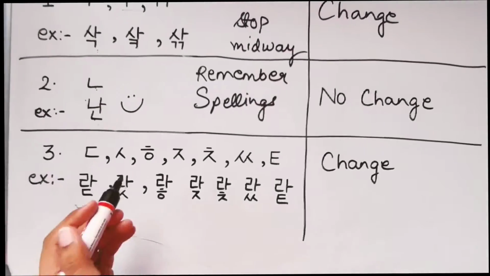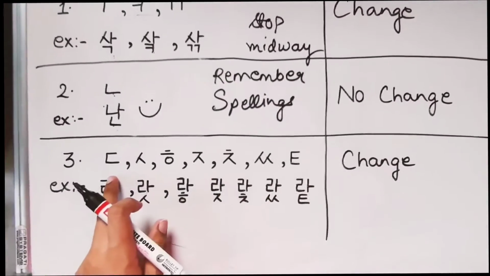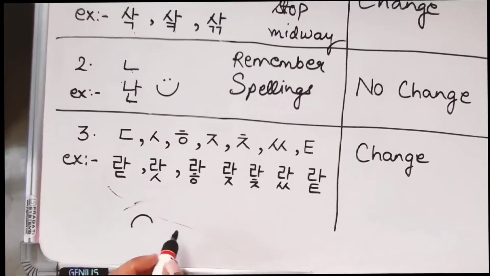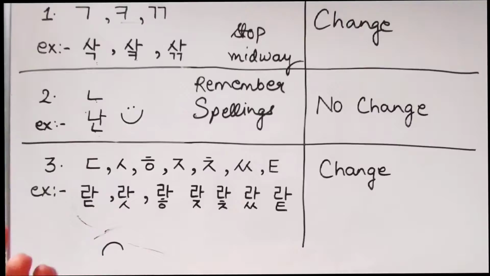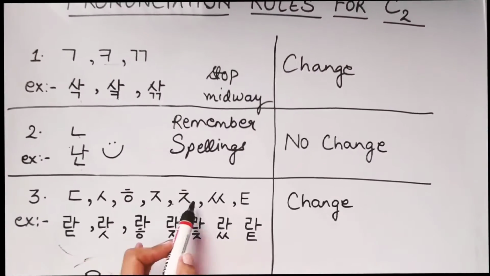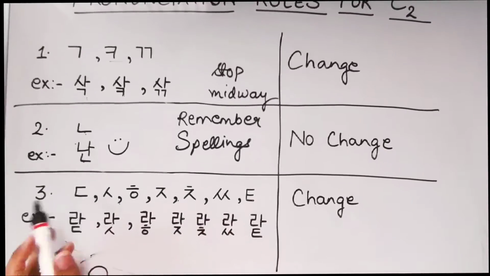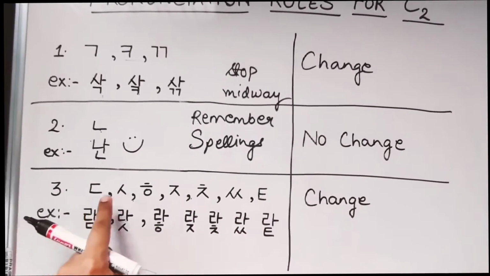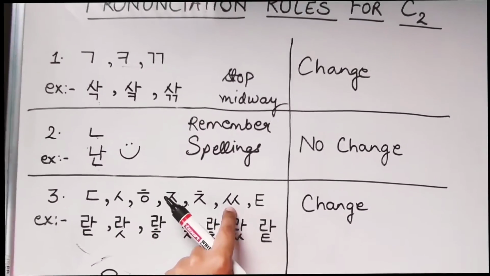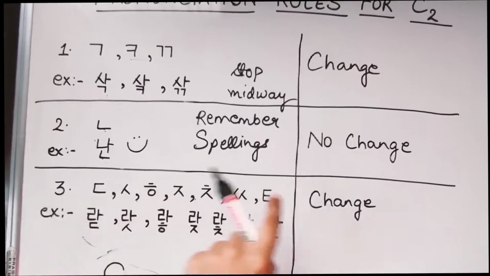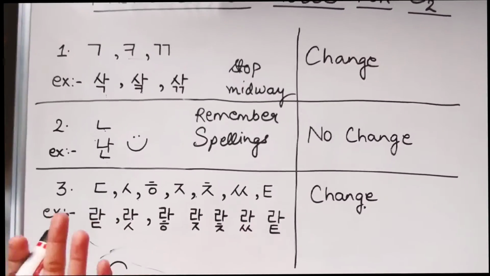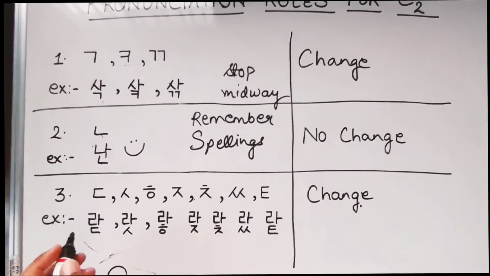Let's look at the third point now. In the third point, there are a lot of consonants. You may feel sad, but you'll have to devise your own method to remember all these consonants. These consonants like Dh, S, H, Jh, Ch, S and Th. All their sounds change when they are at C2 position and they are pronounced as T.